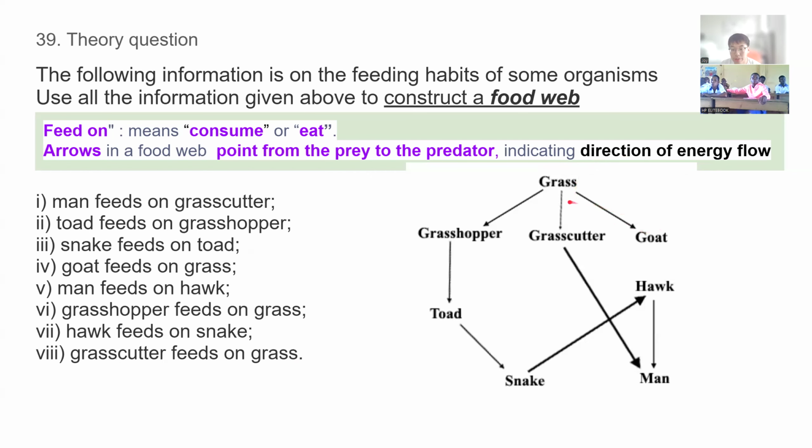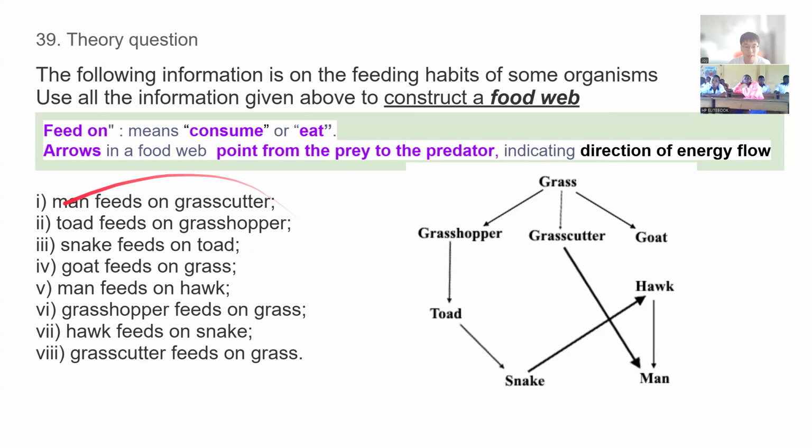So if a grass cutter and a grasshopper eat the grass, then the arrow points away from the grass to the grasshopper. So energy from the grass goes to the grasshopper as the grasshopper eats the grass. And then maybe a toad eats the grasshopper. Then you point the arrow from the grasshopper to the toad. And you can see this is how the energy flows.